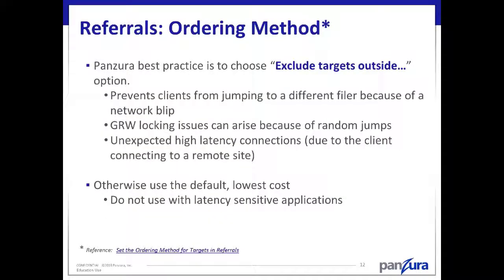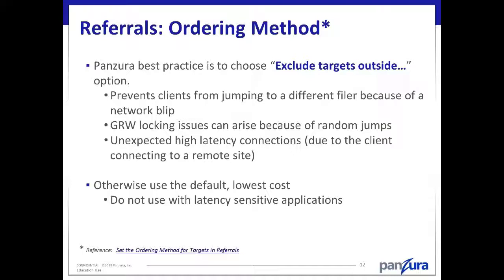So the reason why we want to choose exclude targets outside the local site is that this prevents clients from jumping around to different filers just because of a network blip. As we know, networks can be lossy at times, and we don't want the connection to jump around. You can have problems with high latency. Suddenly the user is going from a 1 millisecond connection to 150 or 200 milliseconds, and they're going to be calling up your IT desk and saying, hey, my connection is slow, what happened? Through some investigation, we'll find out they're no longer talking to their local site.